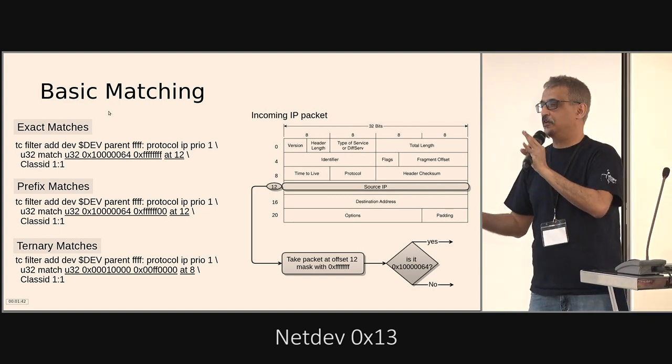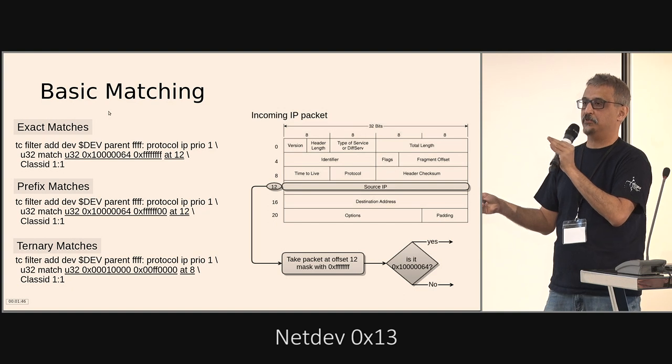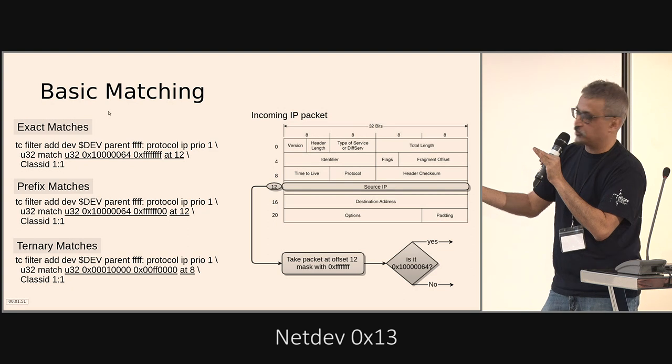I think what I did is I entered it as 10.0.0.100/24, using the more human-friendly way of describing this. And in the kernel, it showed up like that, right?